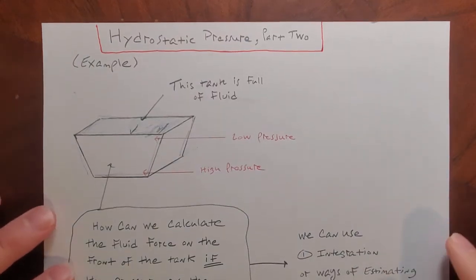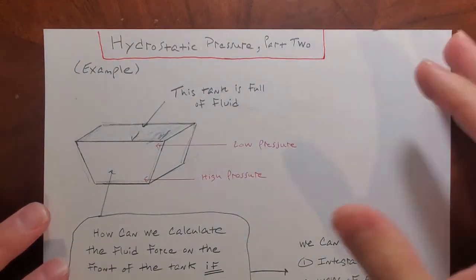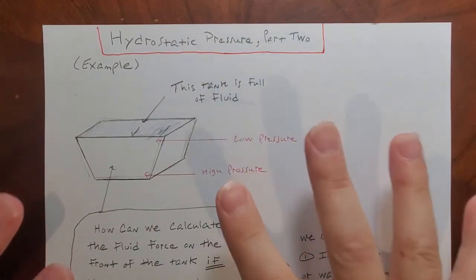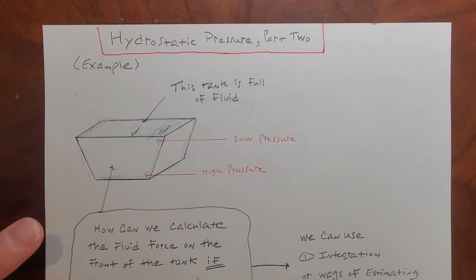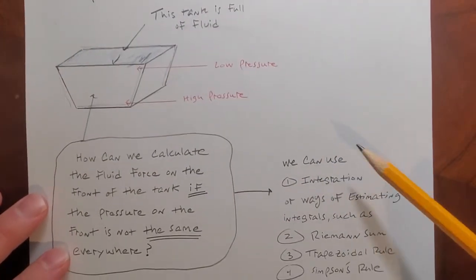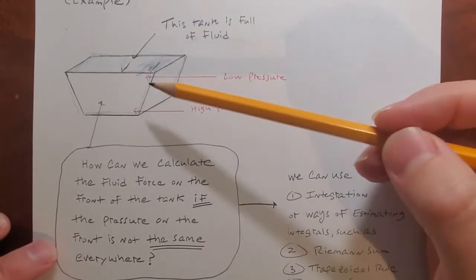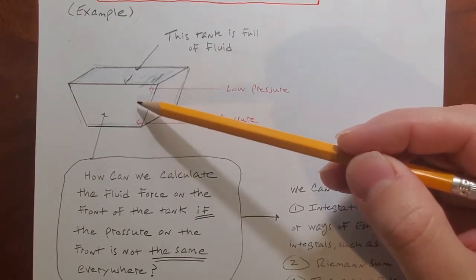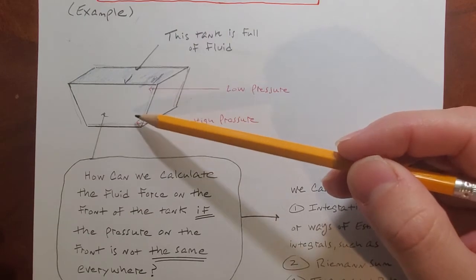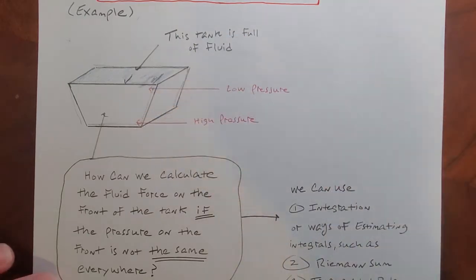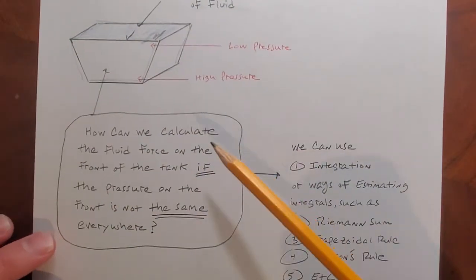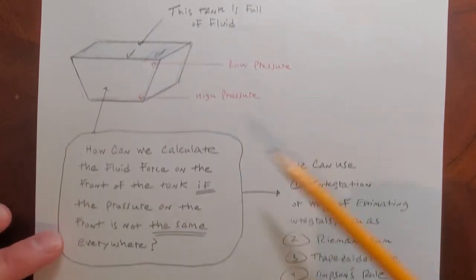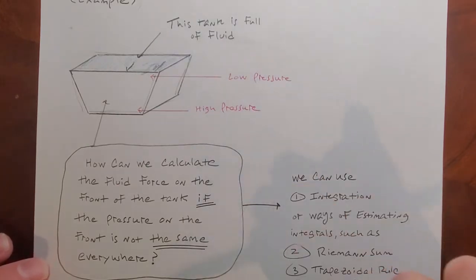It's time for hydrostatic pressure part 2, and I begin this video with what was the last slide of part 1. I got you thinking about how the pressure on this side of a tank would vary with depth. The pressure wouldn't be the same everywhere along the side of the tank, okay? And then I said that because of that, we would need to use calculus. Let's talk about how we use calculus for this sort of situation.